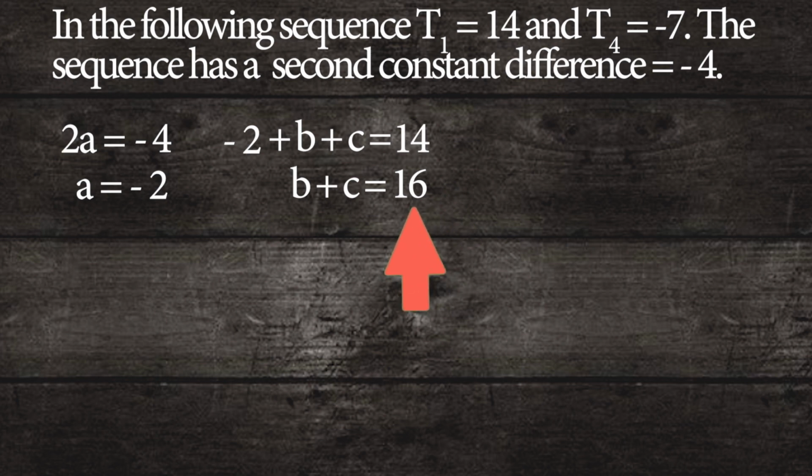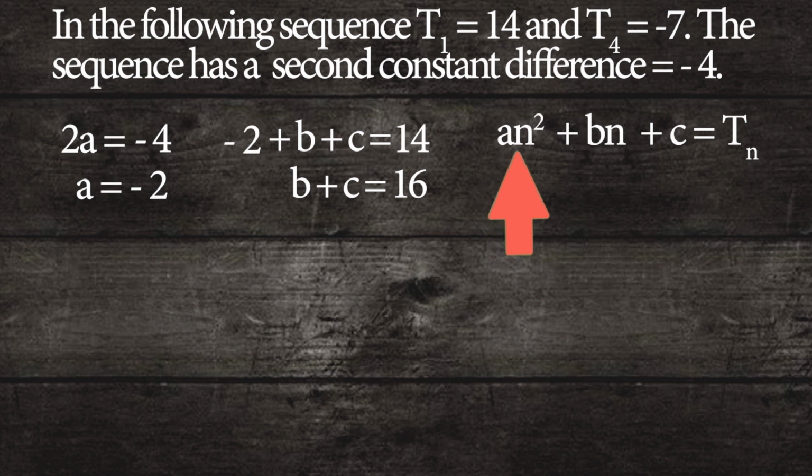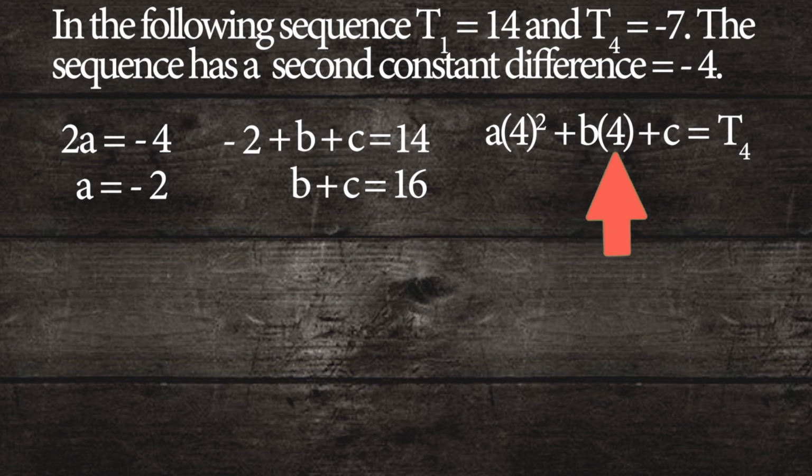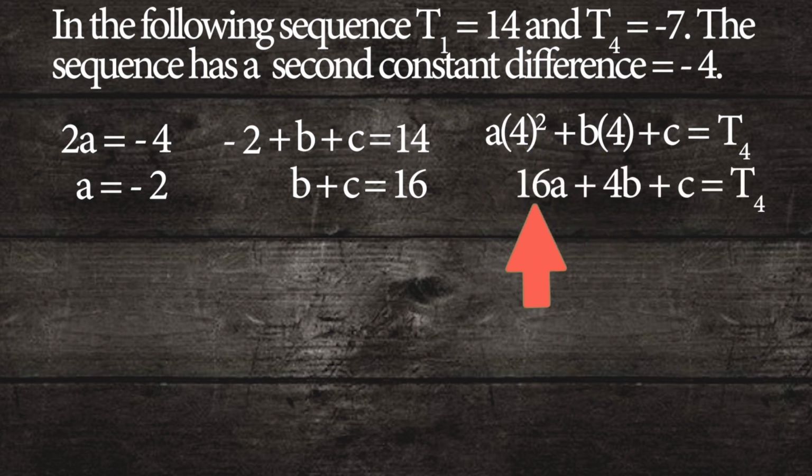There we go. Now we are going to write term 4 also in terms of a, b, and c. So we start off with the general formula by just writing an squared plus bn plus c is equal to tn. In the place of n, we put 4. So now we have term 4, and in the place of this n, we also have a 4, which is 4 in brackets squared plus b times 4. That gives us 16a plus 4b plus c is equal to term 4.